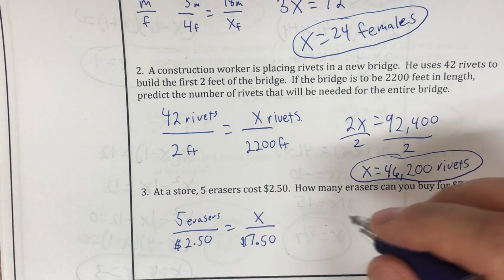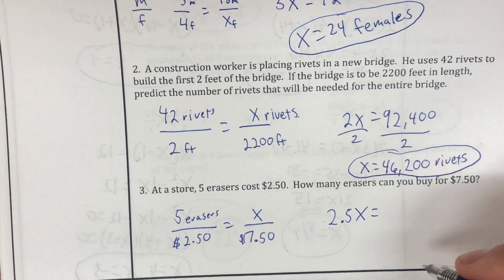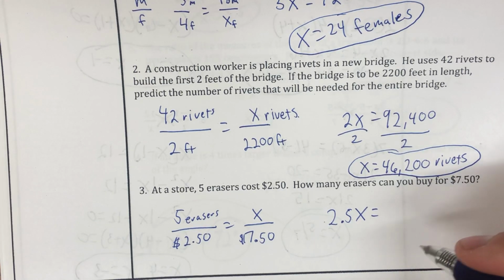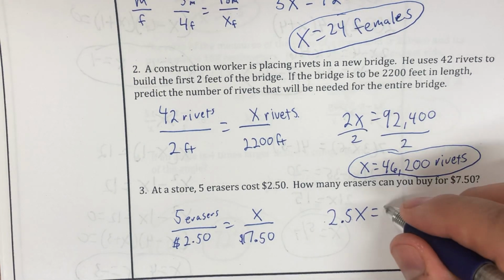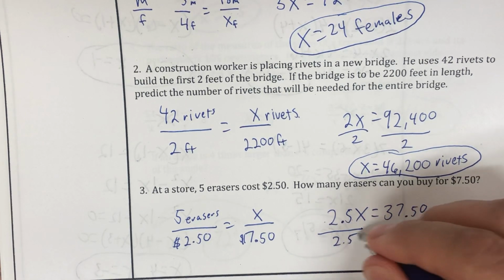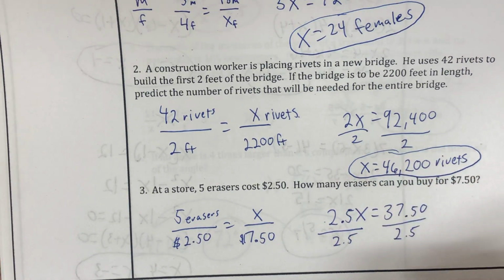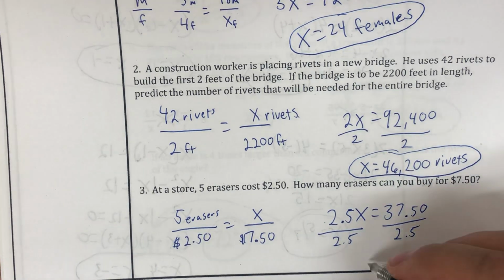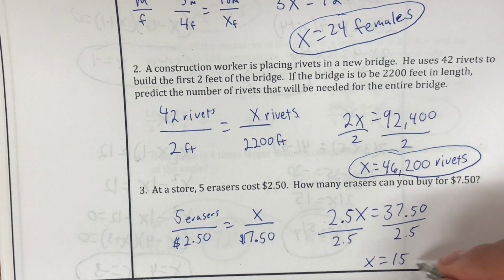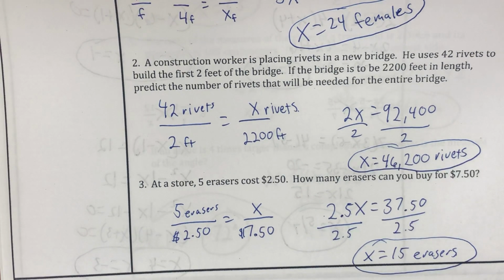So cross multiply to solve. 2.5x is equal to 5 times 750, which is 3750, divided by 2.5, and our solution is 15. And we have solved our next proportion.